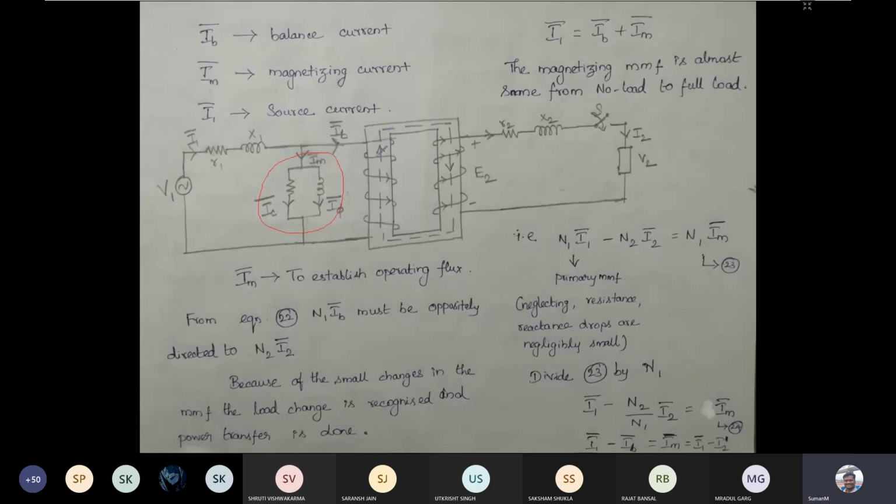So now this is the circuit which I had drawn there. Now this I1 is the current which is coming out as a source. IB is the balancing current. IM is the magnetization current. Then this I2 is the current which is flowing on the secondary side.